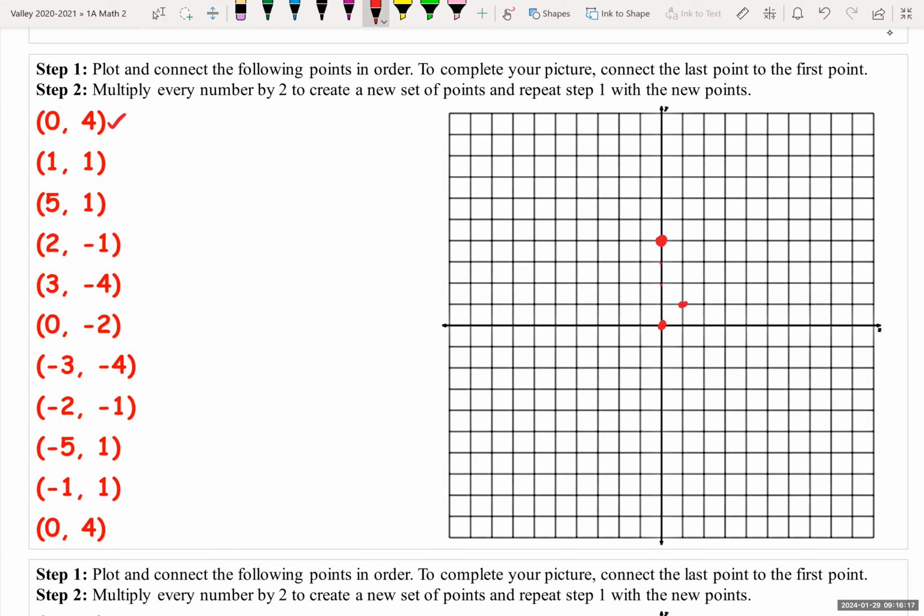You're going to go right 1, up 1, and put a dot. Then we're going to connect these in order as we do them. So it's kind of like connect the dots. We're going to connect those together. So there's the first 2. Okay, then I'm going to put a check mark, say, okay, I've got that one done.